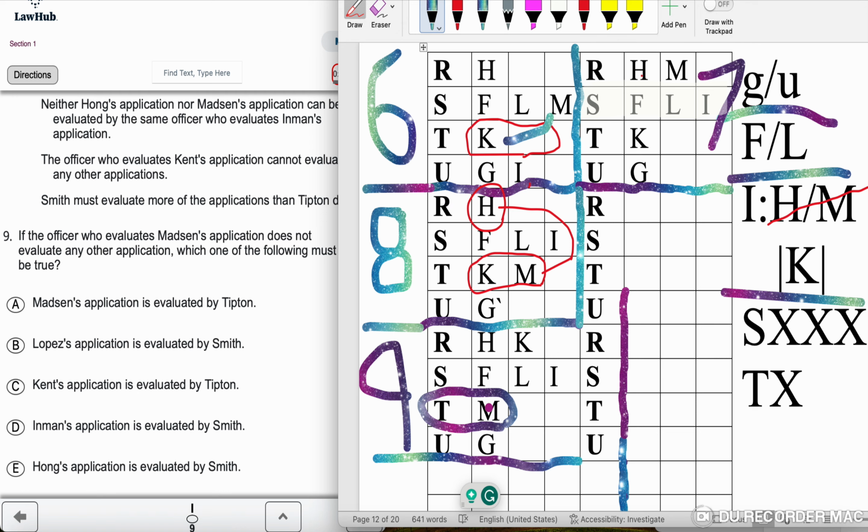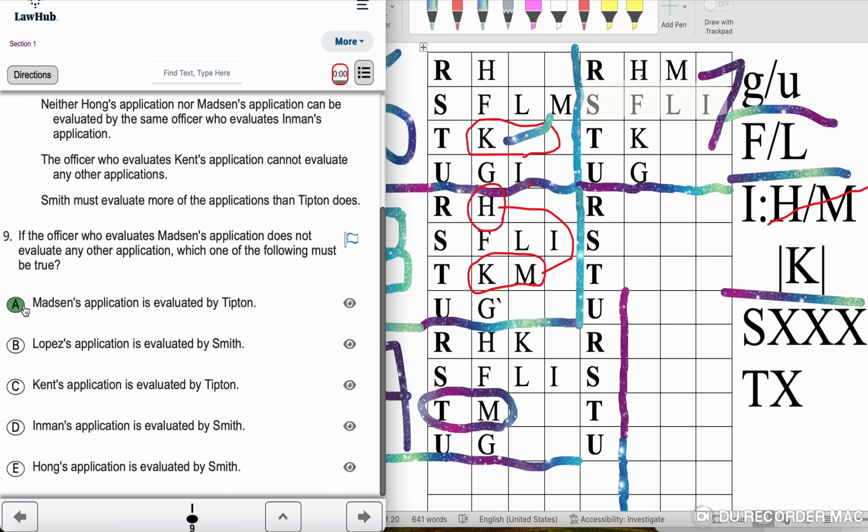So let's see how this works out. If the officer who evaluates M does not evaluate any other, which of the following must be true? M application is evaluated by T. That is true. L application evaluated by Smith. That is also true. K is actually by T. That's not true. I is valued by Smith. That's true. H is valued by Smith. Not true. Okay, so let's see for the I valued by Smith. That's not true for this one if we would have flipped it.